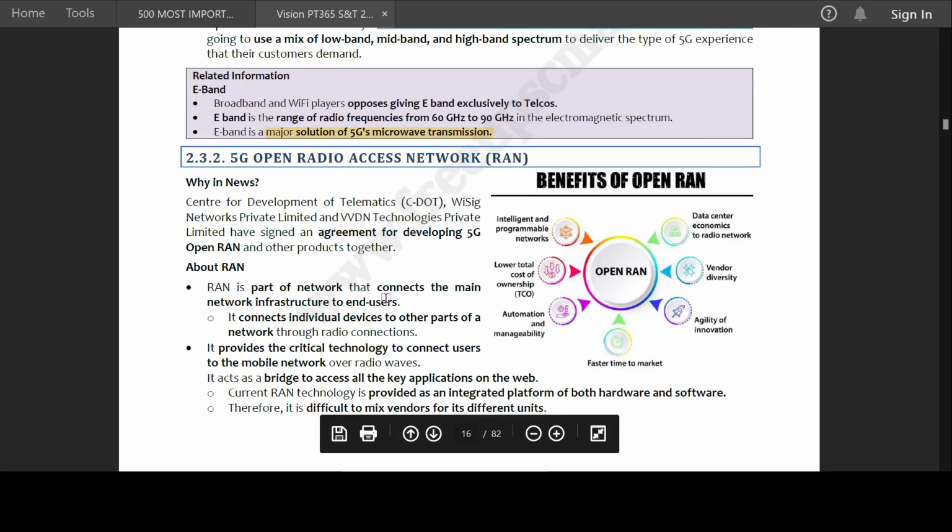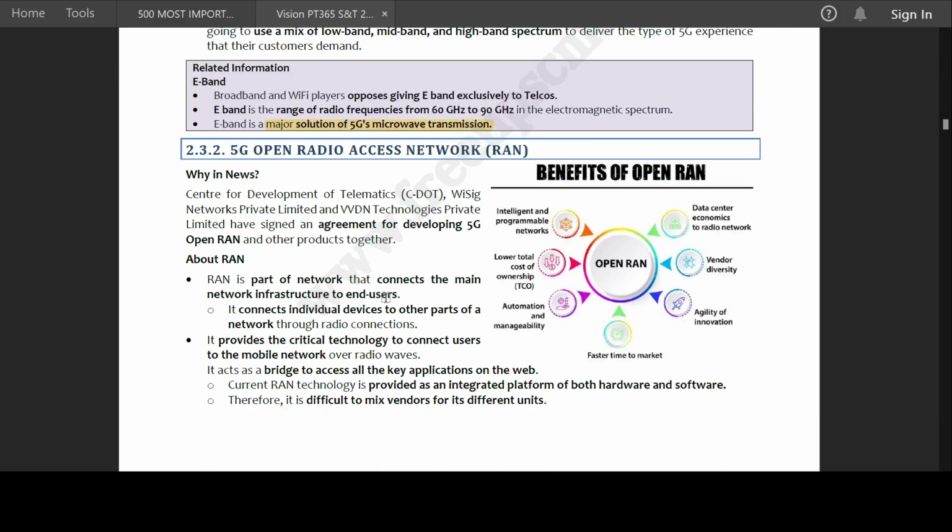5G Open Radio Access Network (RAN). Center for Development of Telematics (CDOT), VSIC Networks Private Limited and VVDN Technologies Private Limited have signed an agreement for developing 5G Open RAN and other products together. RAN is a part of network that connects the main network infrastructure to end users. It connects the individual devices to other parts of a network through radio connections. It provides critical technology to connect users to the mobile network over radio waves.